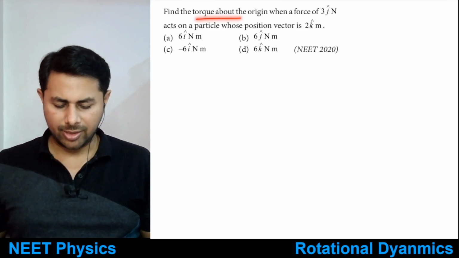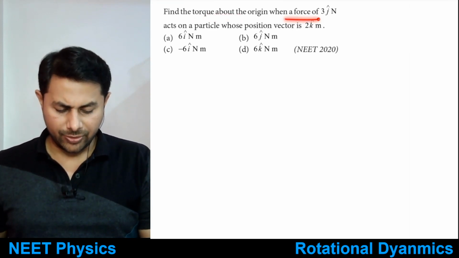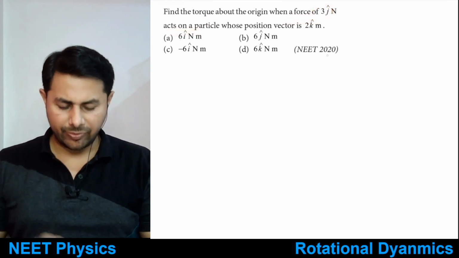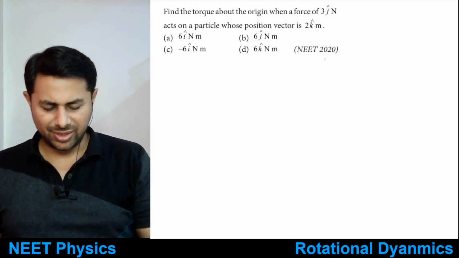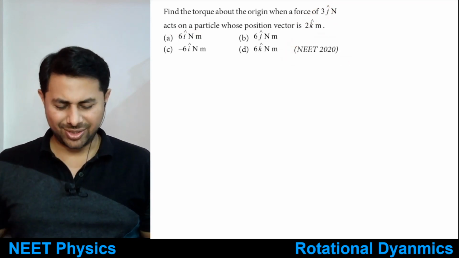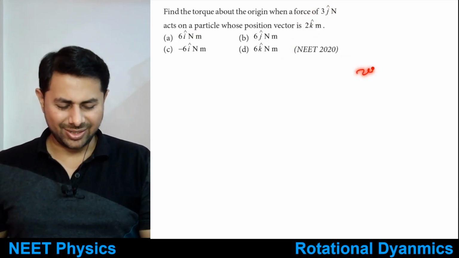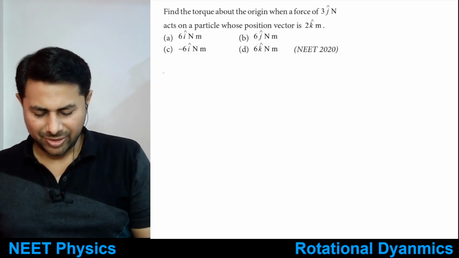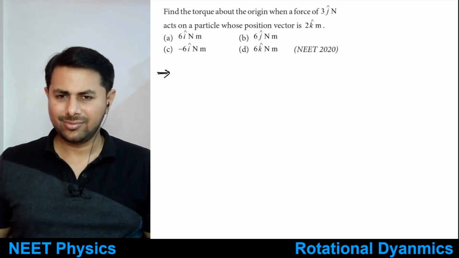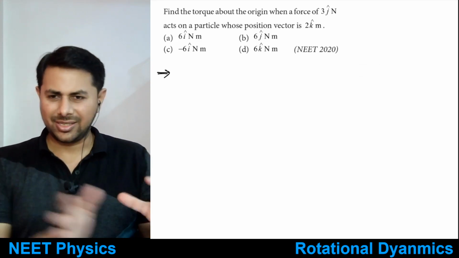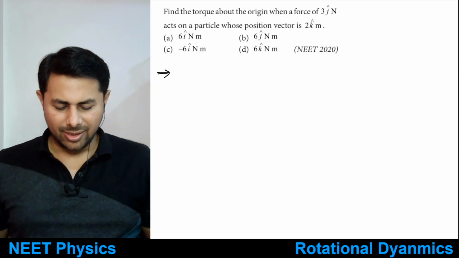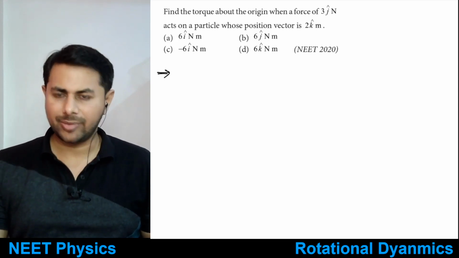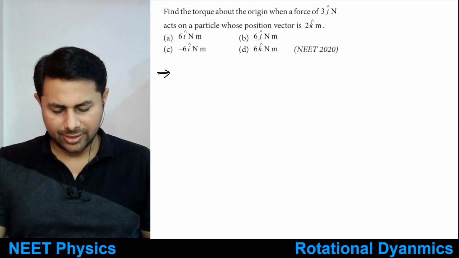Find the torque about the origin when a force of 3j cap newton acts on a particle whose position vector is 2k cap. This is also from NEET 2020. We saw another question from NEET 2020 and it was very simple, right? So I guess NEET 2020 was very simple, but that is just a fraction of the questions. So, torque about the origin when a force of 3j cap. Option C. Let's check.